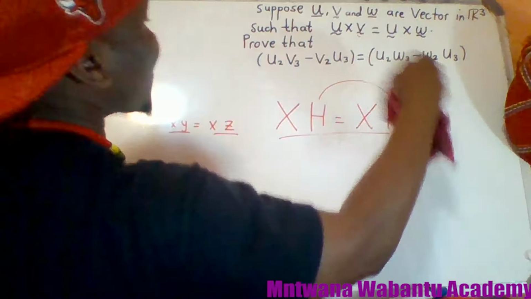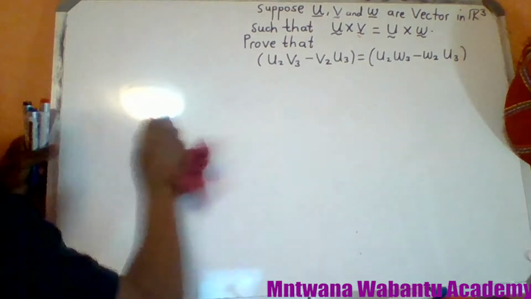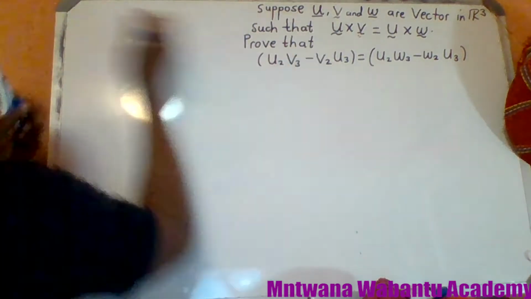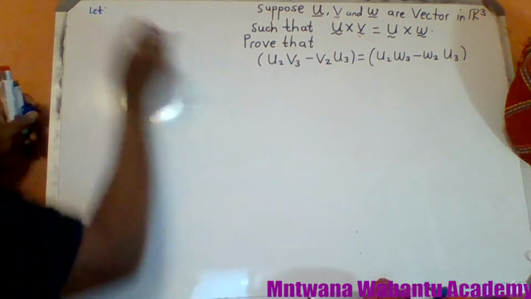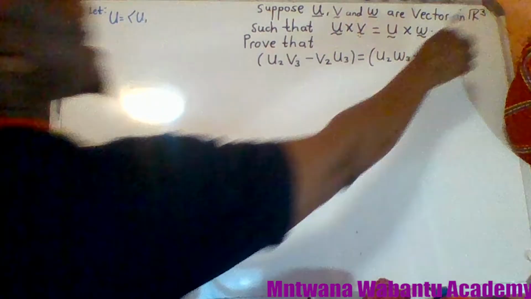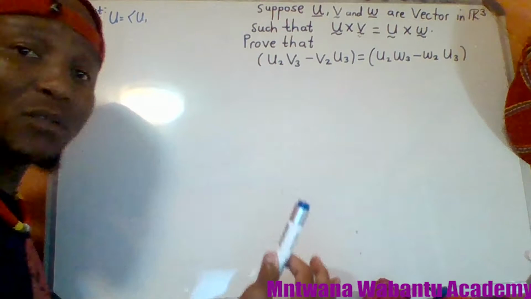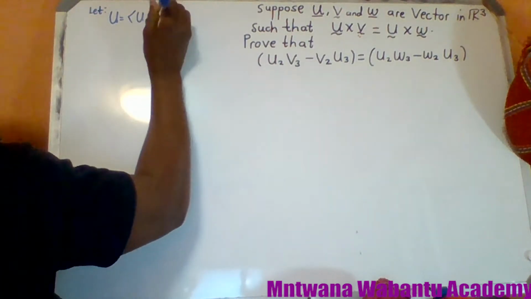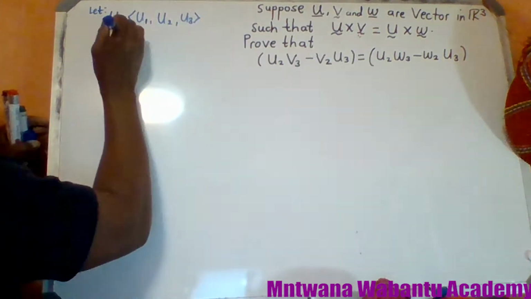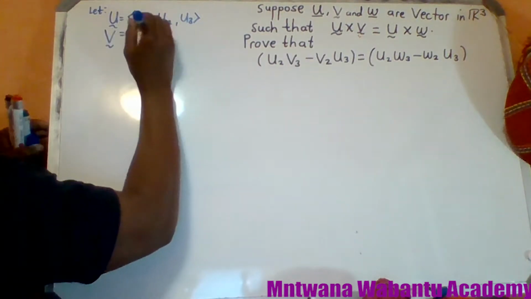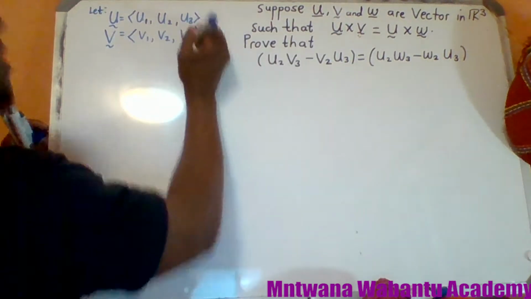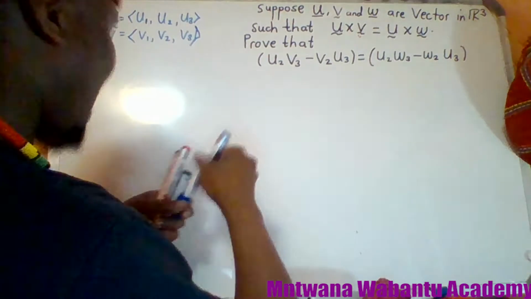So what we're going to do first and foremost, before we start, V and W have to be equal. Let's just start the cross now. Because we need to show it, I'm going to let U equal U1, because remember this is 3 dimensions. By any means it has to be U1, U2, and U3. And vector V equal to V1, V2, and V3.